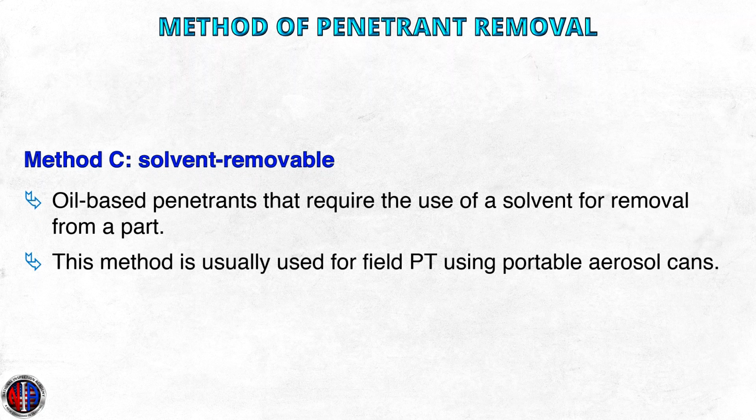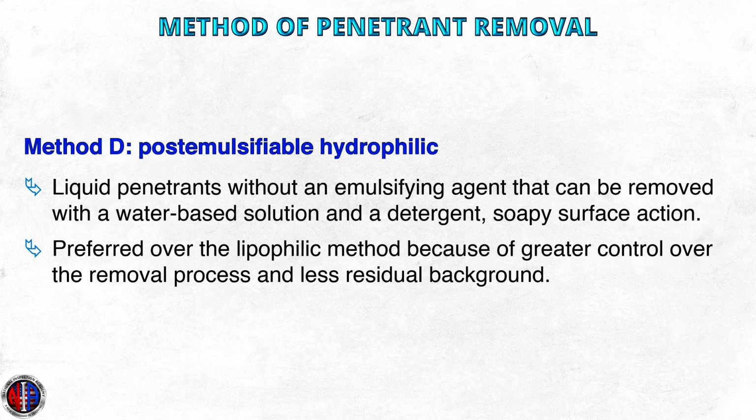Method C, solvent removable. Solvent removable penetrants require the use of a solvent to remove the penetrant from the part. Any oil-based liquid penetrants can be removed with solvents. This method is usually used for portable field liquid penetrant inspections using aerosol cans. Method D, post-emulsifiable hydrophilic. This method uses liquid penetrants without an emulsifier. Hydrophilic removal is accomplished with a water-based solution and a detergent, soapy surface action. The hydrophilic method is preferred over the lipophilic method, as it provides greater control over the removal process and produces less residual background.